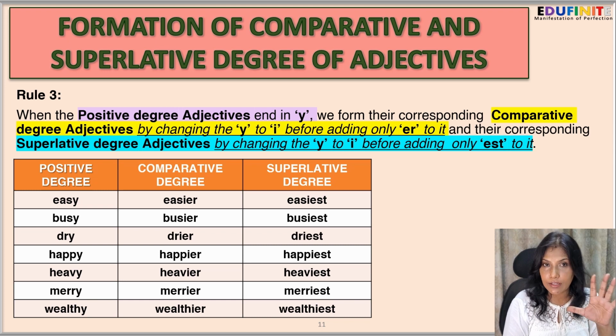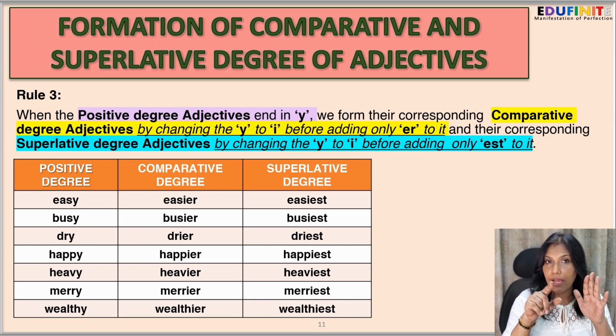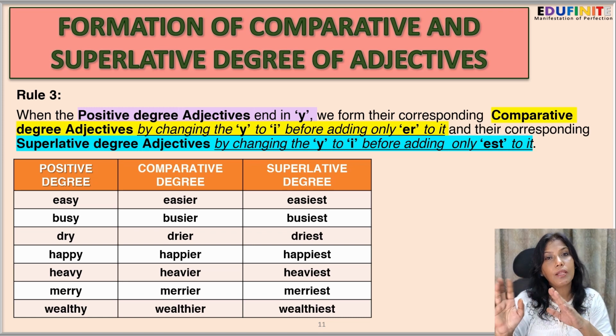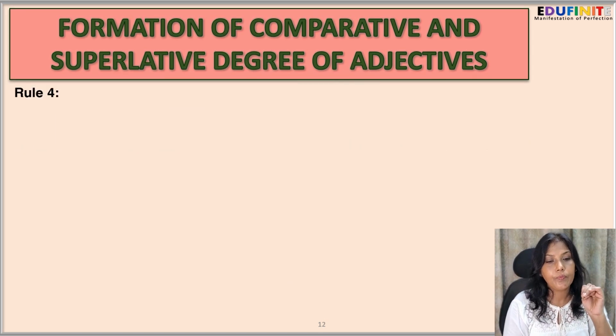So I hope you've understood how we change from positive to comparative and then to superlative. For the words that end with Y, we remove the Y, add I, and then to make it comparative, we add ER, or to make it superlative, we add EST. Next is rule number 4.